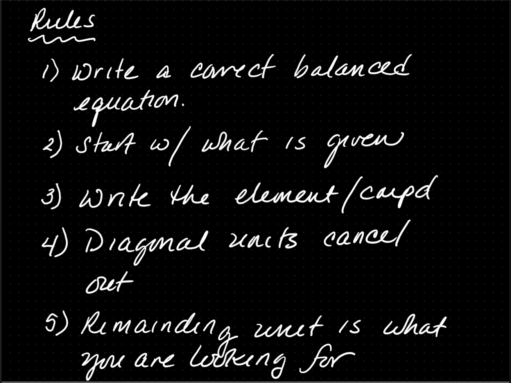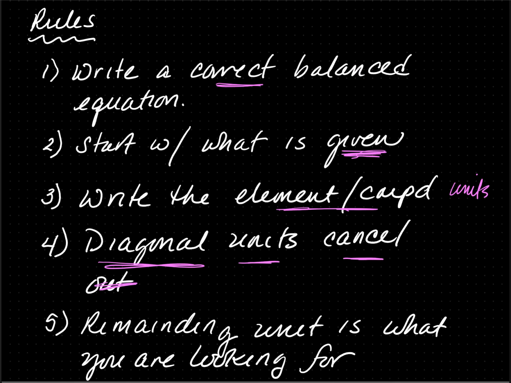So, general rules for stoichiometry: you must write a correct balanced equation. The coefficients of the equation are used for the mole ratio. You always start with what is given, so there will be a number given, and you start with that number. Always write the element or compound and the unit. This will help you keep track of what you are looking for and what is being canceled out. Remember, diagonal units always cancel out. So if you are stuck, start with diagonal units.